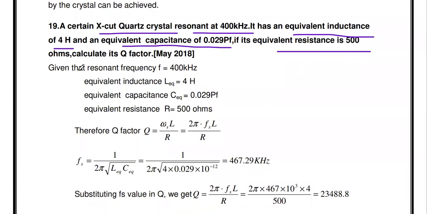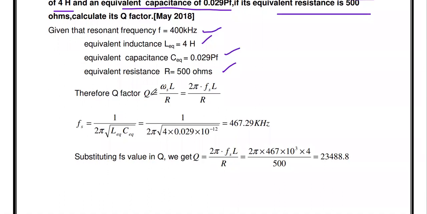Okay, so here you see the resonant frequency is 400 kilohertz. Equivalent inductance 4 Henry. Capacitance given. Resistance value given. So the question is how to find the quality factor. You know the formula for quality factor. The quality factor is equal to omega s L by R, where omega s is the series resonating frequency, multiplied by L, divided by R.